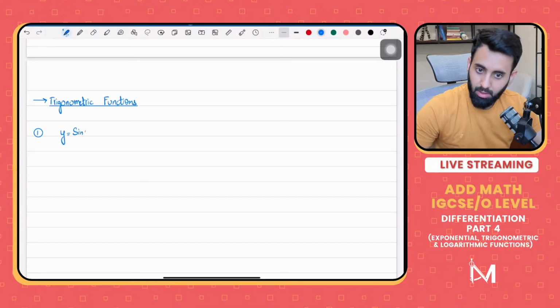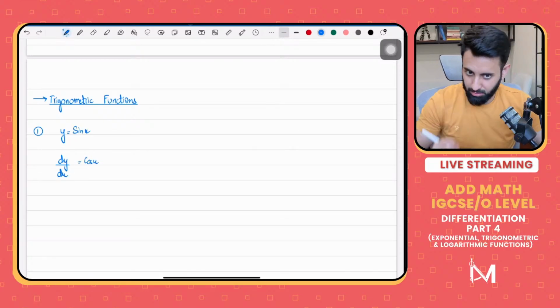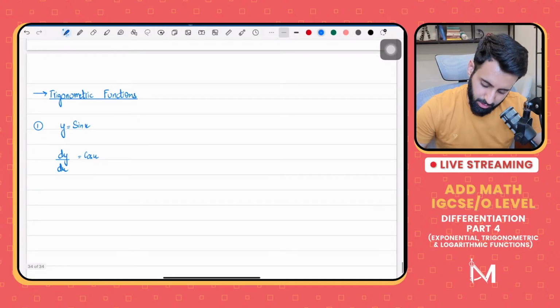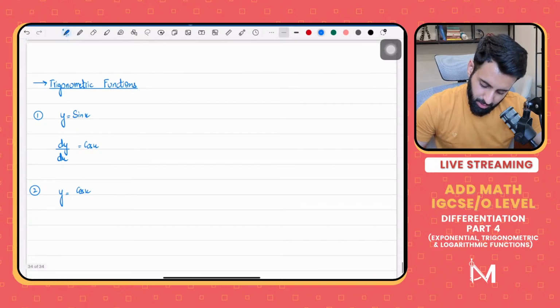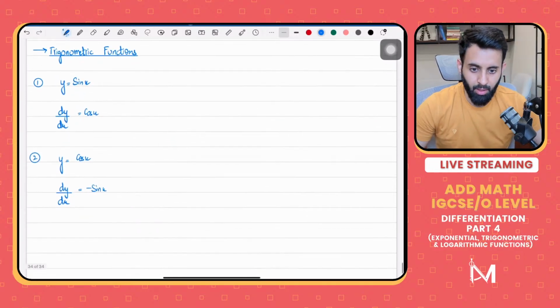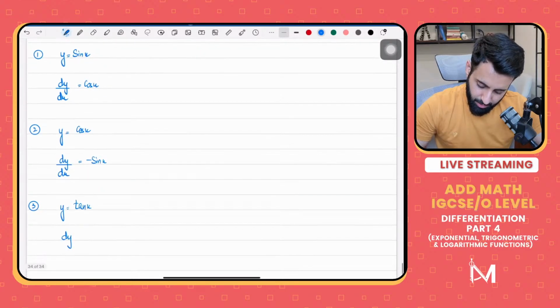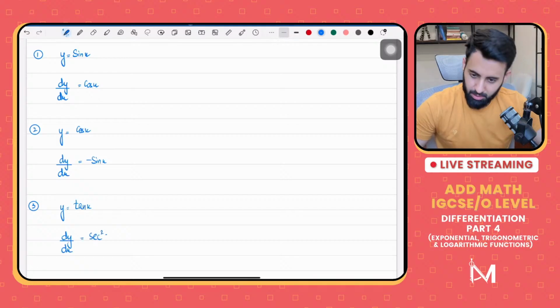sine x. Okay, so remember that the differential of sine x is equal to cos x. Number 2, if you're asked to differentiate cos x, then remember that the differential of cos x is equal to minus sine x. Okay. Then if you're supposed to differentiate tan x, in that case remember that the differential of tan x is equal to sec square x.